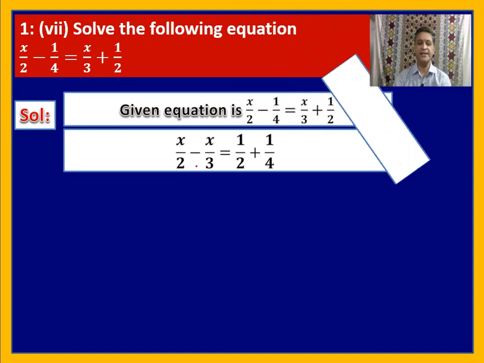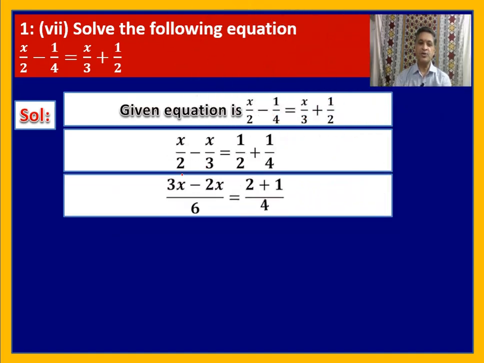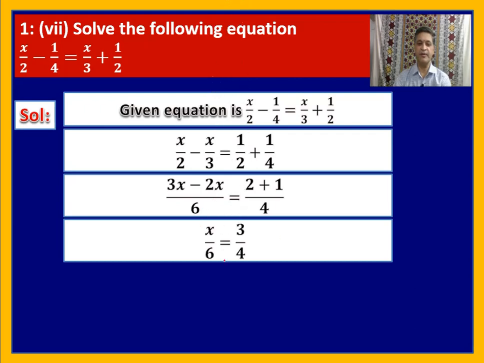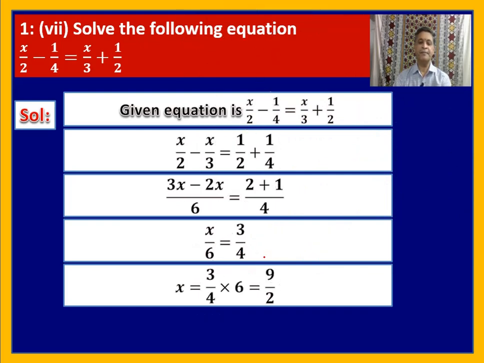So LCM of LHS is 6. So 2 cancelling 3 times, that is 3x, minus 3 cancelling 2 times, that is 2x. Again LCM for RHS is 4. 2 cancelling 4 2 times, 2 into 1, 2, plus 4 cancelling 4 1 time, 1 into 1, 1. So 3x minus 2x, you get x by 6 is equal to 3 by 4. Send this 6 to the right side. So x is equal to 3 by 4 into 6, that is 9 by 2. 2 cancels in 2 times and 3 times here. So 3 into 3, 9 by 2. By simplification you get x is equal to 9 by 2.